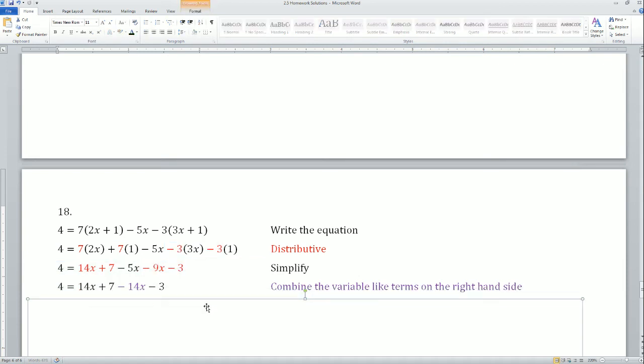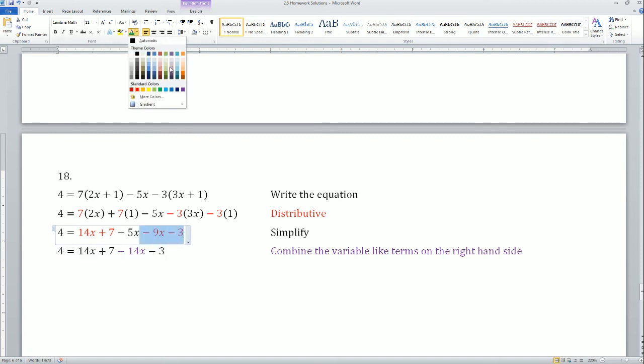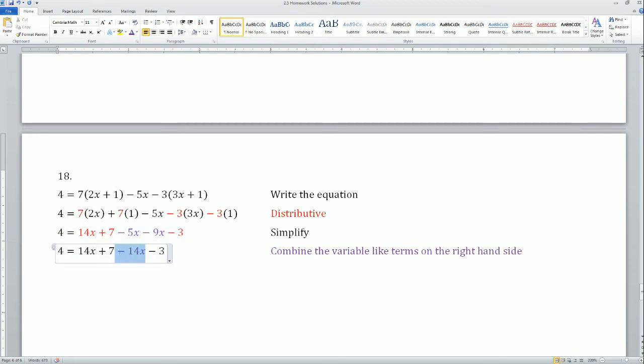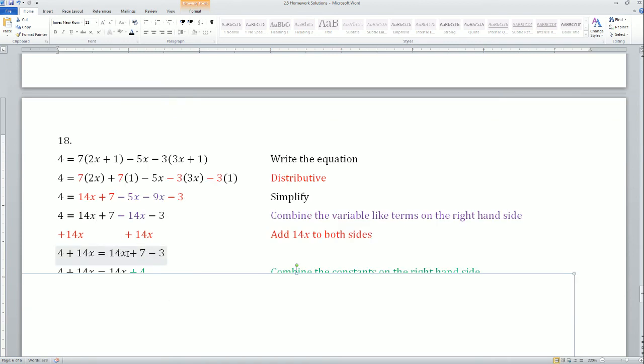Okay. Combine the variable like terms on both sides. So you have this. This is the only part I'm going to play with, okay? Because this became your -14x. Oh, sorry. This became your -14x. -5x minus 9x becomes -14x. Why do you do that? Because I'm going to add 14 to both sides. Do you see how I have a 14x and a 14x on both sides?